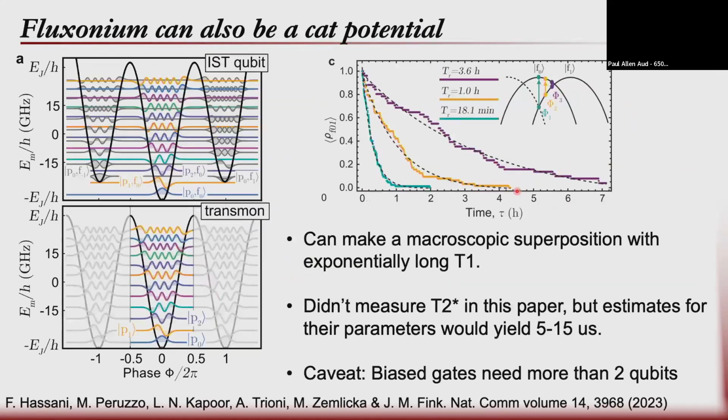He'll tell you about CATs that you can create dynamically with them. You can also just use the fluxonium as a CAT in some sense if you change the parameter regime, and you can get very long lifetimes there. This was done by Johannes Fink's lab in IST. You could think about doing stuff with this as well.